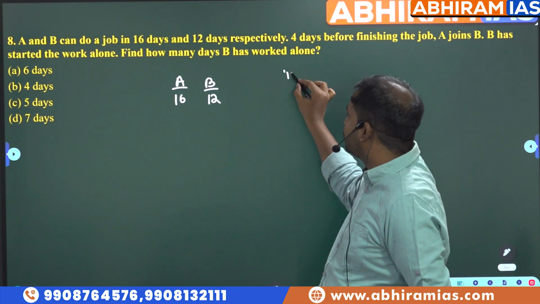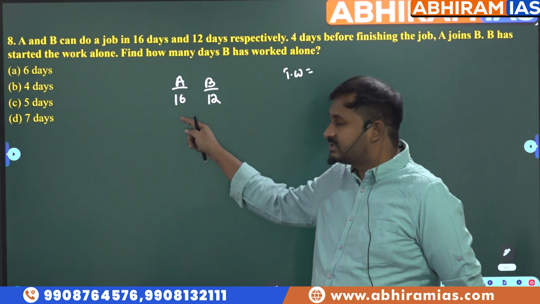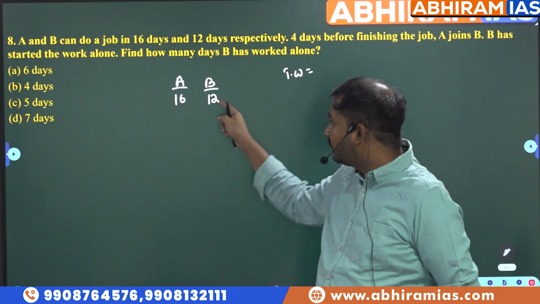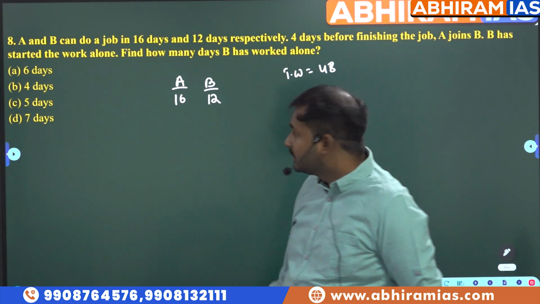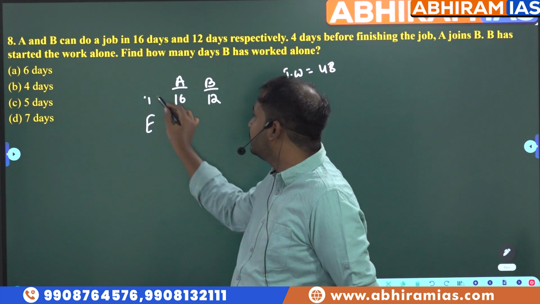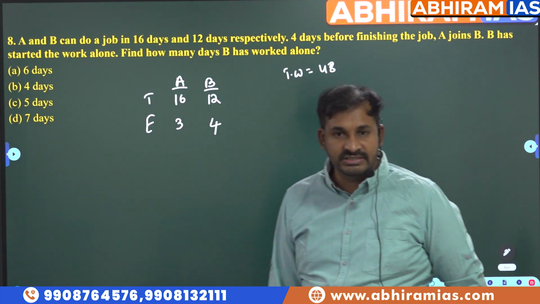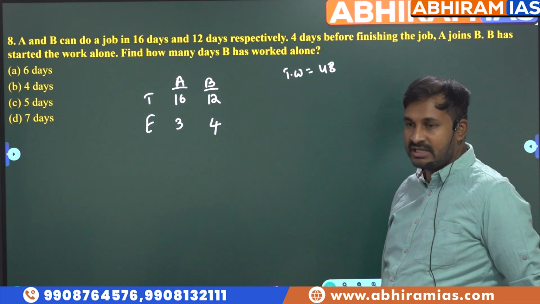First of all, what is my total work here? LCM of 16 and 12. 16 next multiple is 32, not divisible by 12. Next multiple is 48. 48 is divisible by 12. So my total work here becomes 48. And now what are the efficiencies of A and B? 3 and 4. 48 by 16 it is 3. 48 by 12 it will be 4. Now these are their efficiencies.